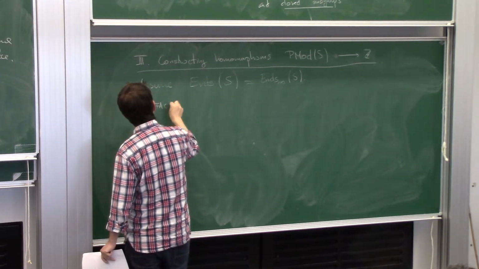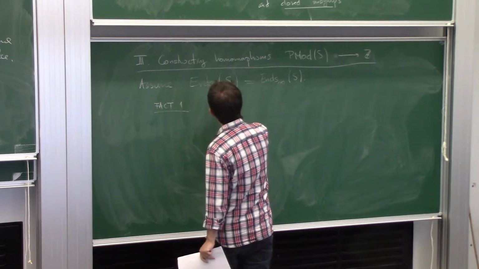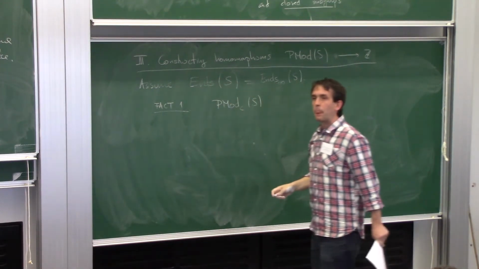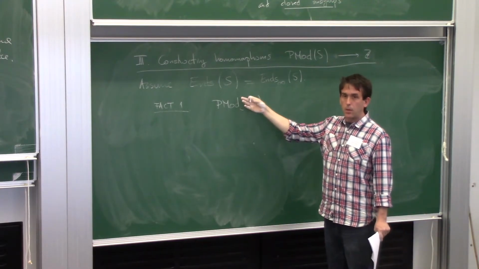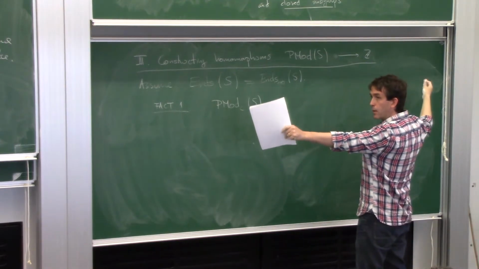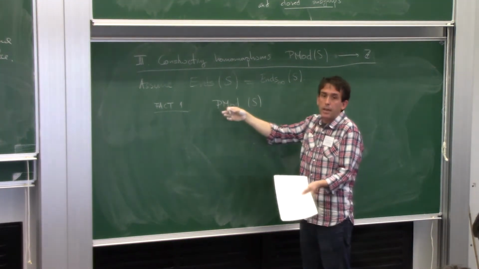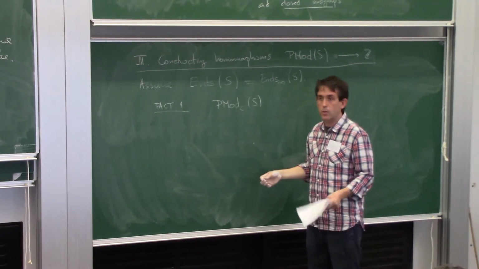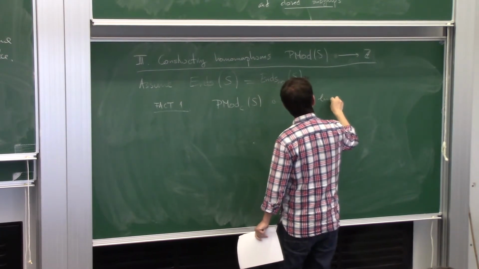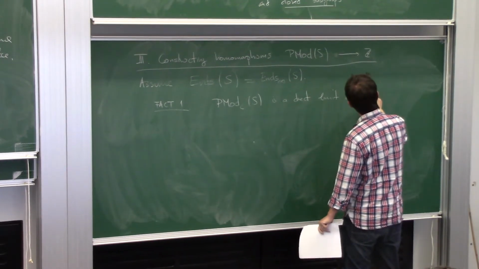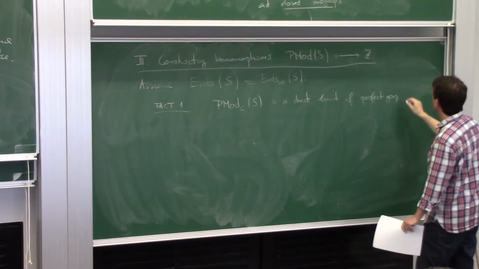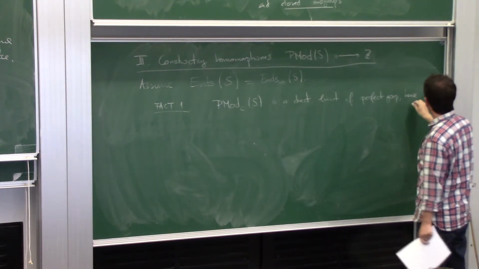So fact 1 is that if you take the subgroup generated by twists, this is the direct limit of mapping class groups of compact surfaces. You can take an exhaustion of your surface by compact surfaces, and this group is the direct limit of the mapping class groups of those subsurfaces. So it's a direct limit of perfect groups, so trivial abelianization, and so this group is perfect.